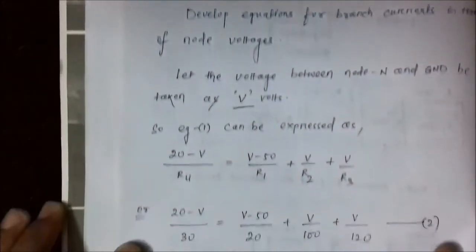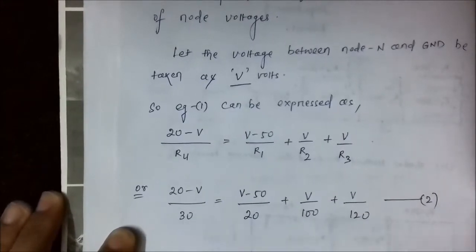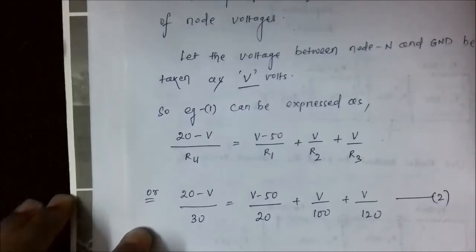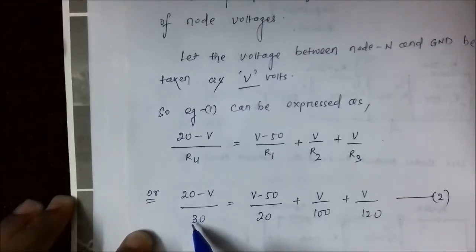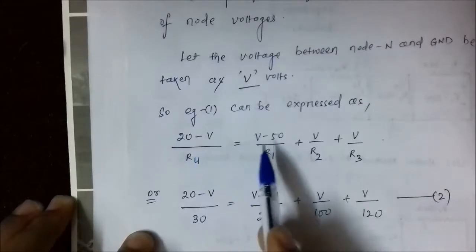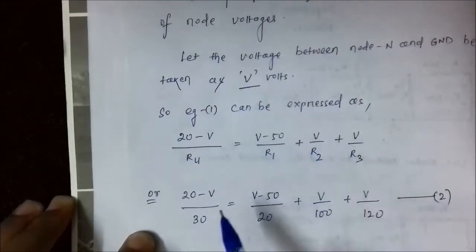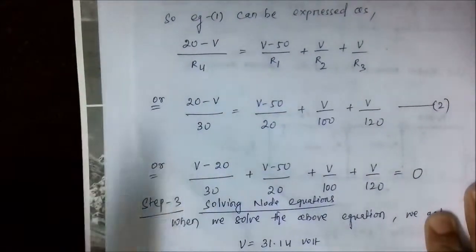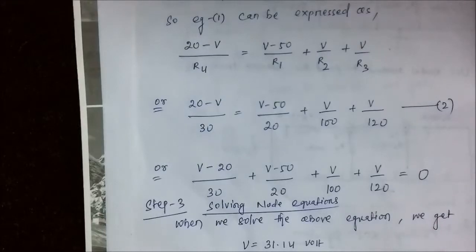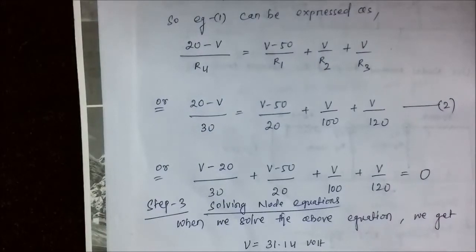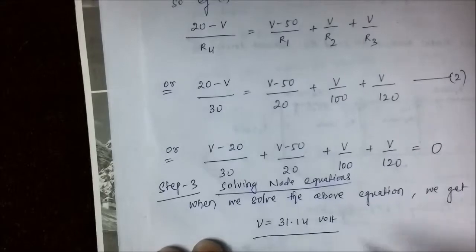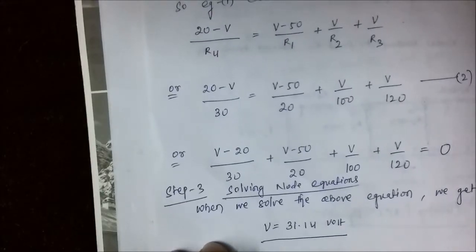So I have written the same thing here. I have developed the node equations in terms of the unknown node voltage. So here it is, I equals I1 plus I2 plus I3. When we solve this equation using whatever method, either on a calculator or using the LCM method, we get the voltage V as 31.14 volt.